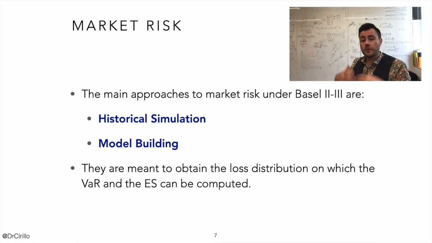As I already told you, in the Basel framework, when speaking about market risk, we have two main approaches, the historical simulation and the model building. We start with the historical simulation. These two approaches are different for several reasons that we will investigate, but at the end of the day, both have one common goal, that is to generate a loss distribution. From this loss distribution, we will compute the VaR and the expected shortfall that will represent the inputs of our formulas according to the minimum capital requirements of Pillar 1.